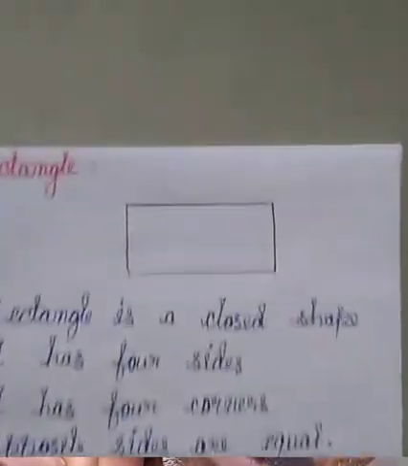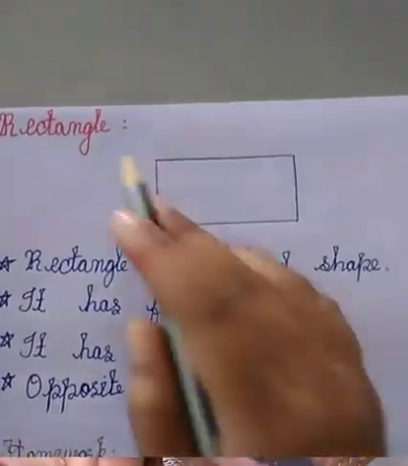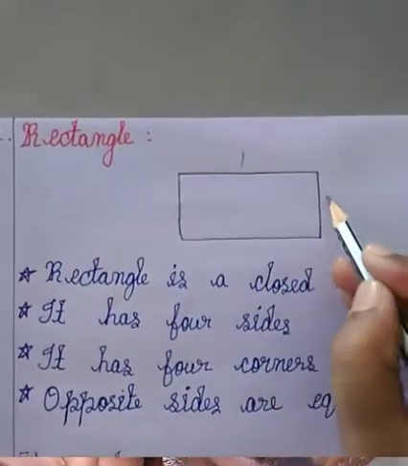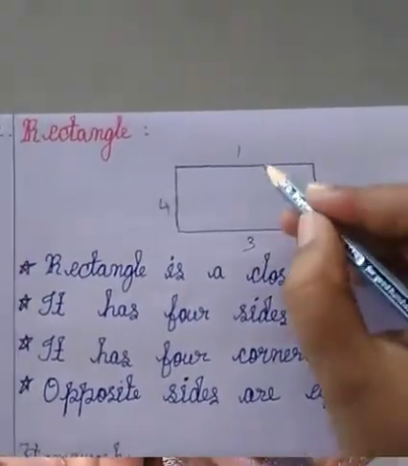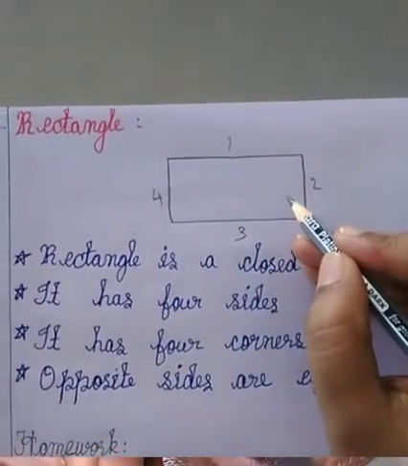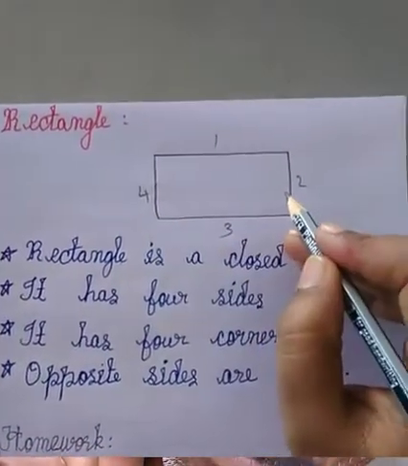Okay, next we are moving on to rectangle. Properties of rectangle. Okay, rectangle means what? It also has four sides. The opposite sides are equal. I already told you, opposite sides are equal means that is called a rectangle.